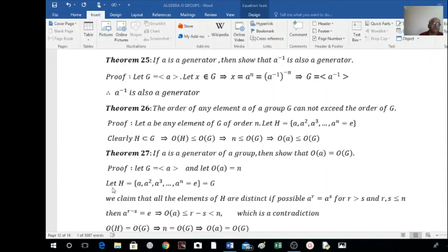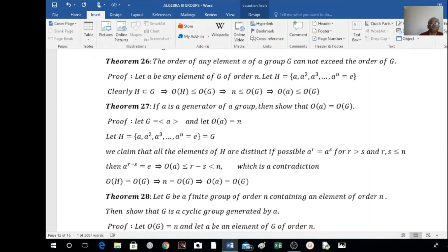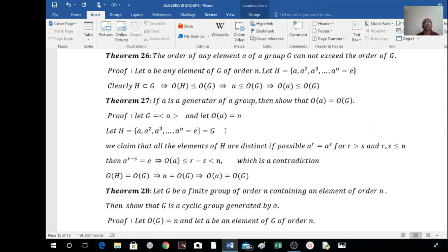Okay? Then, let me consider a set here. H is equal to {A, A square, A cube, ..., A power of n equal to E}, and this is equal to G, because A is a generator of G, meaning all the elements of G can be obtained from A by raising integral powers. So these are nothing but the elements of G. Therefore H is nothing but G. So we claim that all the elements of H are distinct.